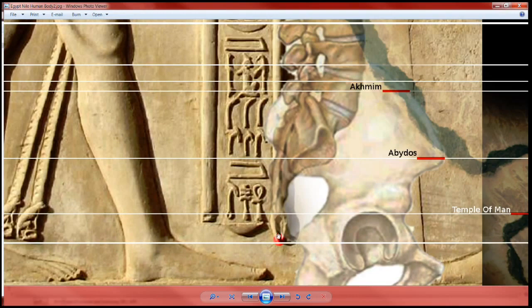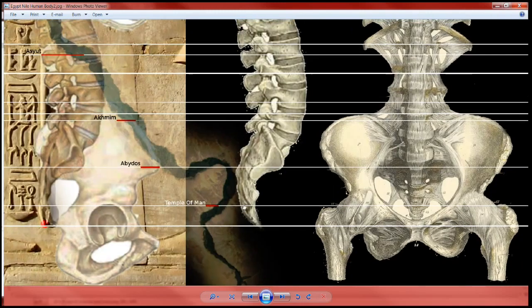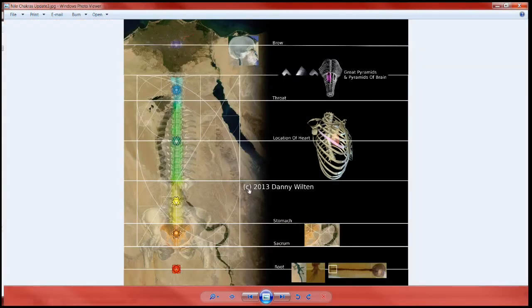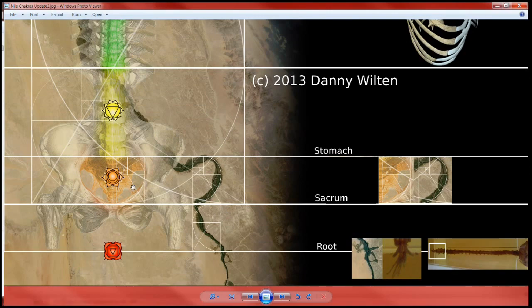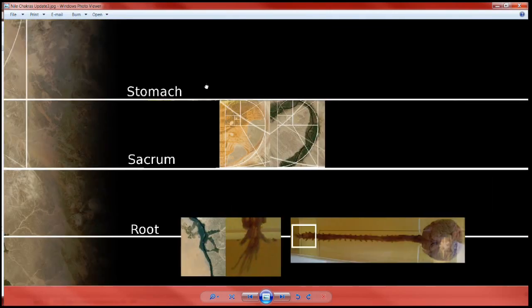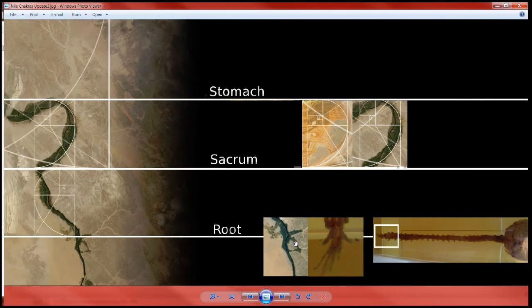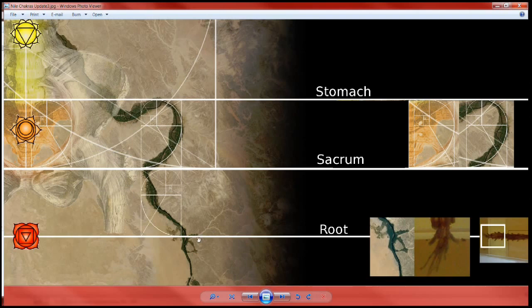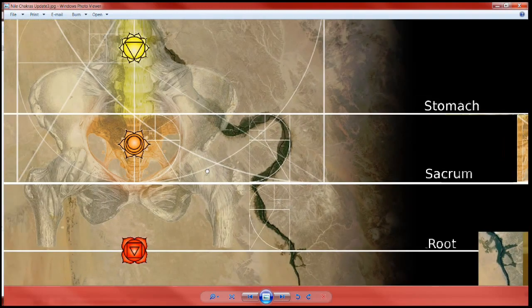Here's the two-pronged was staff that you see right here. Here's where the Temple of Man starts, and you'll notice the curve of the sacrum. Once again, we mapped the whole Nile as a fractal map of man. You can even see all the way down to the root here, and this is a real spinal cord, and you can see at the very bottom it does the same thing on the Nile that it does at the bottom of a spinal cord. And then when you get to the sacrum, you can see that right here it does the same thing that the sacrum does, and right there is where the Temple of Man is located.